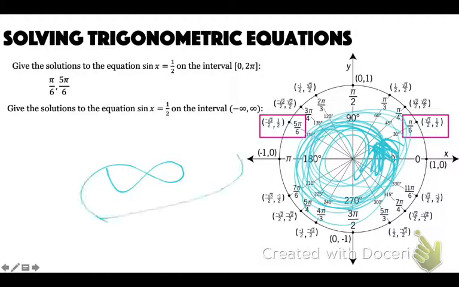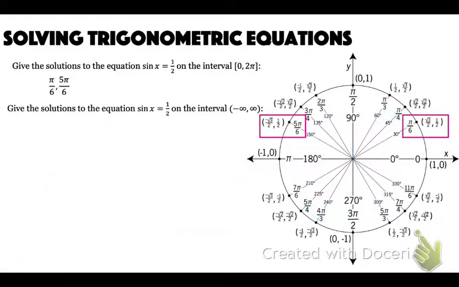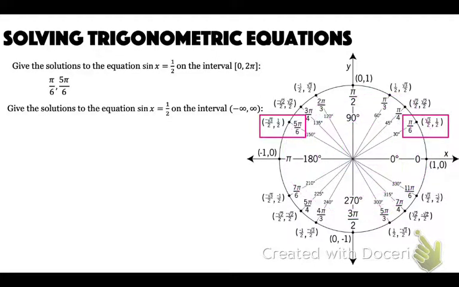Because infinity is crazy. Okay, so then what if I went backwards? I could also go backwards from that angle. I could go here and here and here and here. So that means there are really infinite places where sine of x equals 1/2.